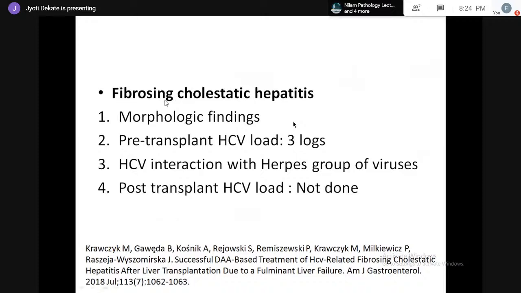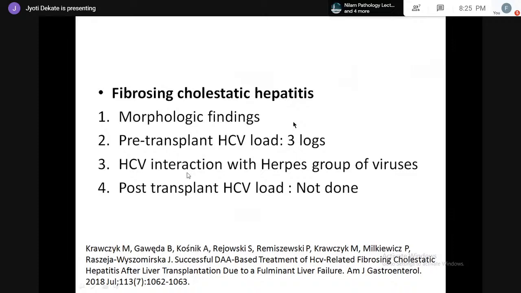I also suggest a possibility of fibrosing cholestatic hepatitis in this case because of the presence of characteristic morphological findings in the form of panlobular hepatocytic swelling. There is cholestasis, both ductular and canalicular, and this patient, remember, had 3 logs of HCV viral levels in the pre-operative, pre-transplant period.